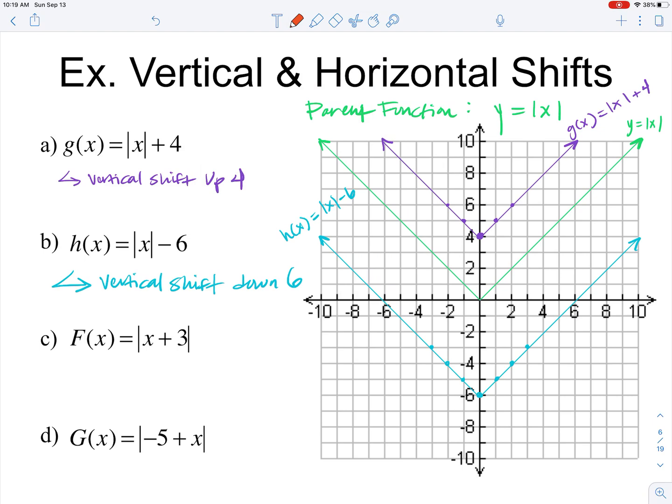Okay, notice for the function capital F of x equals the absolute value of x plus 3, that plus 3 is happening inside the absolute value bars. That indicates that there is a horizontal shift to the left 3. We're having to subtract 3 from each of the x coordinates in order to have the same y coordinate. Okay, so the point that was at the origin is now at negative 3, 0. The point that's at 1, 1 would now be at negative 2, 1. The point that was at negative 1, 1 would be at negative 4, 1, and so on. So that's capital F of x.